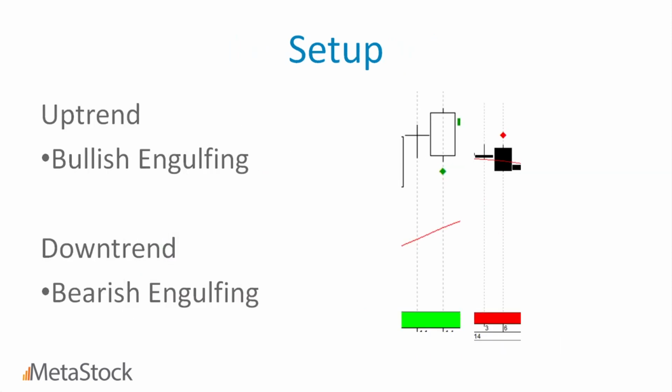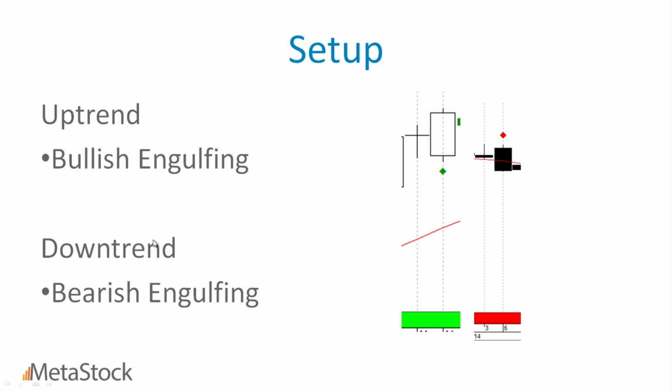For a setup, what we're actually looking for is a bullish engulfing pattern in an uptrend, or a bearish engulfing pattern in a downtrend. A bullish engulfing pattern is simply a pattern where the body of the current candle totally is bigger than the body of the previous day's candle. In addition to that, since it's bullish, it has to start at the bottom and then work its way to the top. So that would give you a bullish engulfing pattern. That's our setup bar. If we're in an uptrend, we're looking for that bullish engulfing pattern.